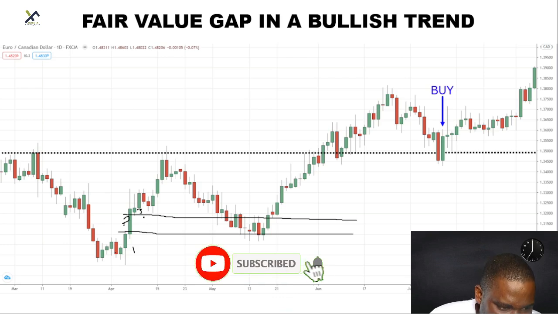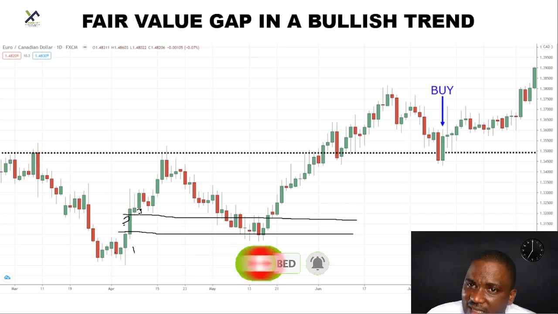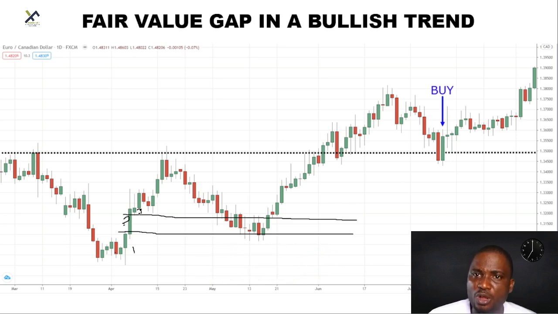Now the fourth candle that is following must not fill the fair value before the pullback itself. Now look at it here. You discover that this is the fourth candle and it did not fill the fair value. Now with these 4 requirements met, this makes our fair value gap valid. And once it's valid, the market must respect it.